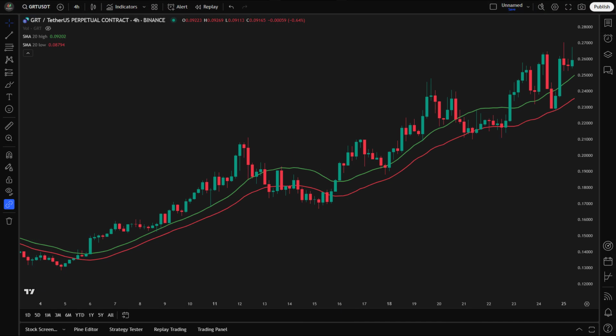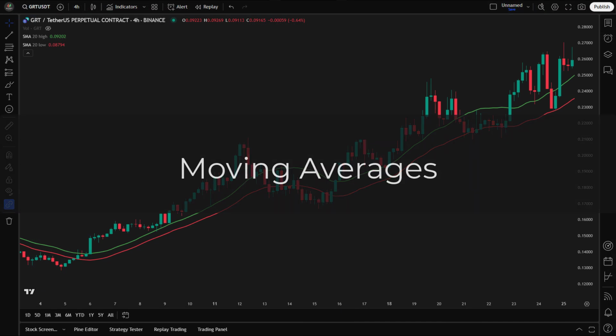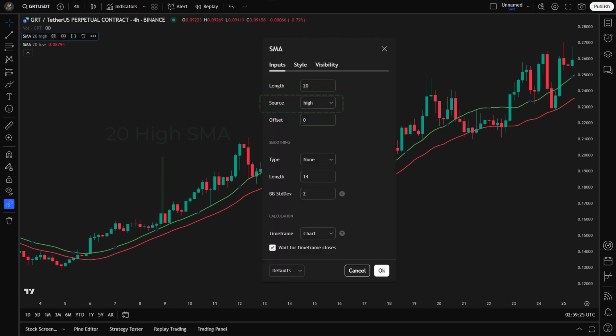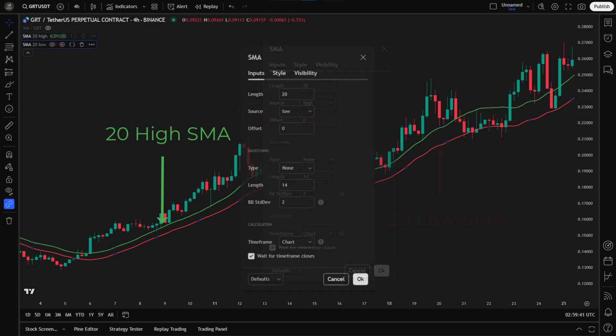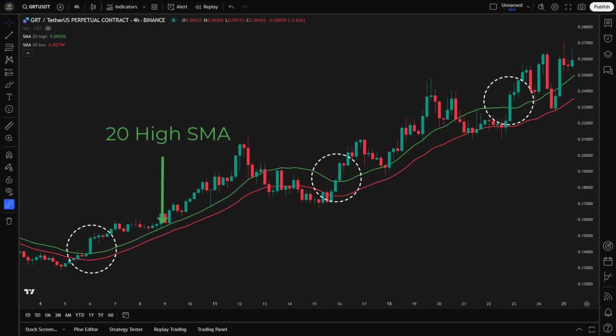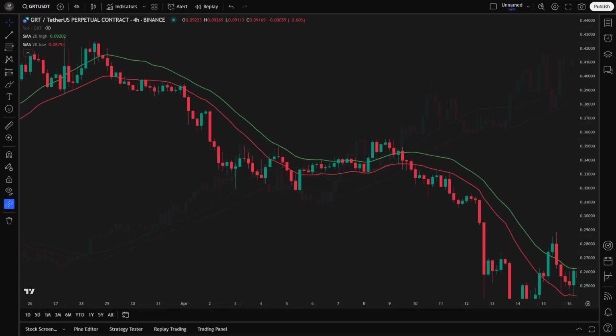Let's start with the foundation of this strategy, moving averages. We'll be using a 20-period SMA, but with a twist. Instead of the usual closing price, the 20-high SMA is based on the high price of each candle, and the 20-low SMA is based on the low price. If the price closes above the 20-high SMA, it signals a potential long trade. If the price closes below the 20-low SMA, it signals a potential short trade.